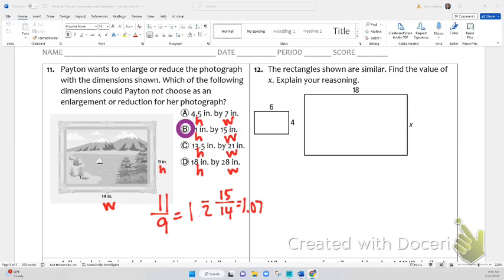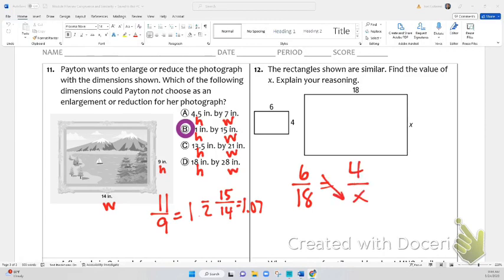Okay? For number 12, we are looking at stuff that we did yesterday and the day before. So for this one, you just have to set up a proportion, right? So I simply do the small rectangle. I choose a number, any number I want. I'm going to choose a 6. And then I ask myself, which one matches with the 6 on the bigger rectangle? That's an 18. And then that must mean that the 4 must match up with the x.